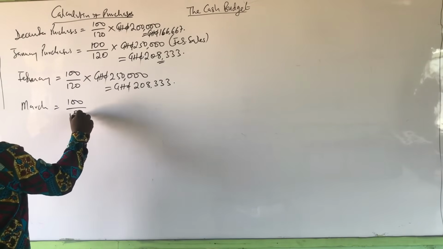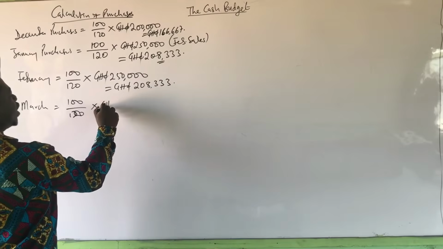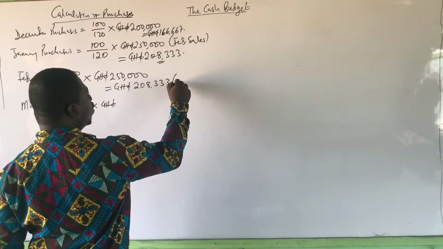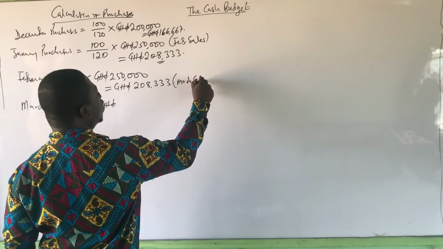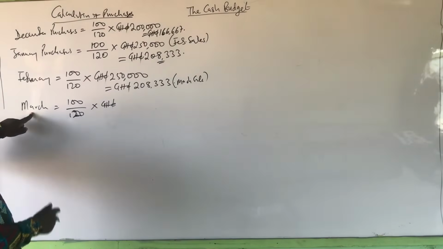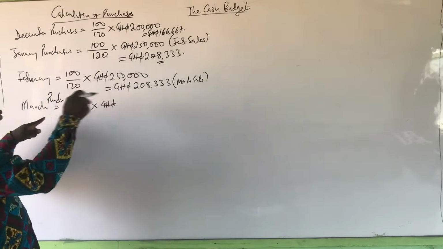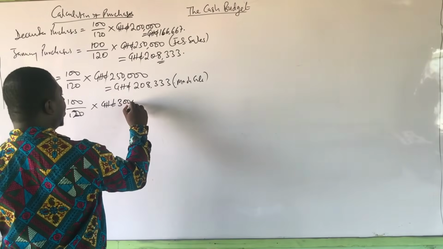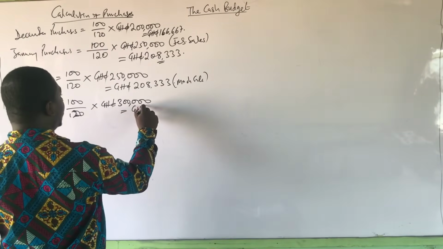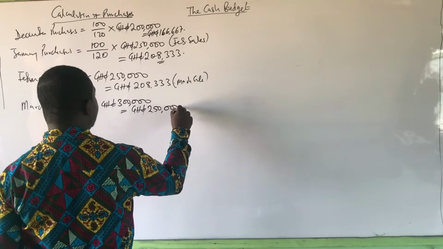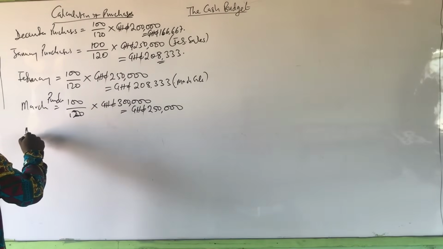Purchases of March is going to be based on the same 100 over 120, but it's going to be based on the sales of April. March purchases will be based on the sales of April. And so in April, sales were 300,000 Ghana cedis. And we find 100 over 120 of that, which is going to be 250,000 Ghana cedis. And then we move to the April purchases.